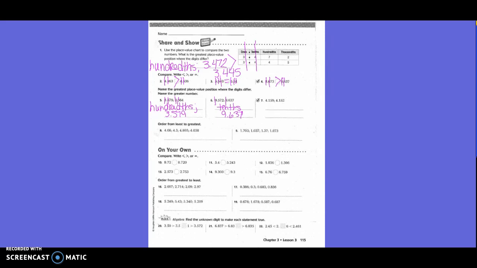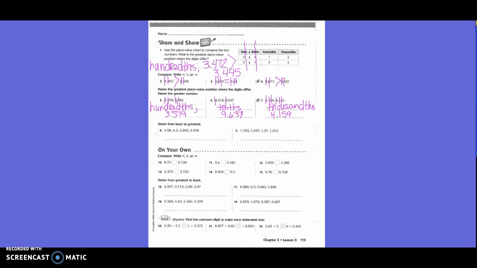Start marking off. My 4 is the same. 1's the same. 5's the same. What place value am I at? Thousandths. And then which one is greater? 4 and 159 thousandths. Okay. Now we're going to order from least to greatest.